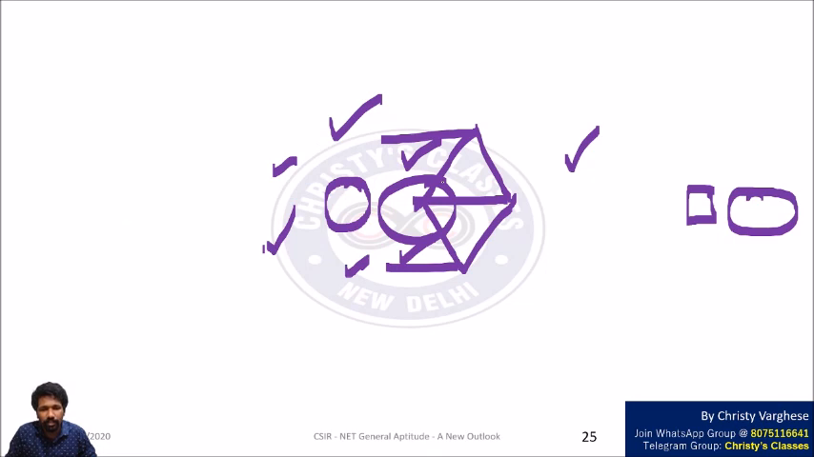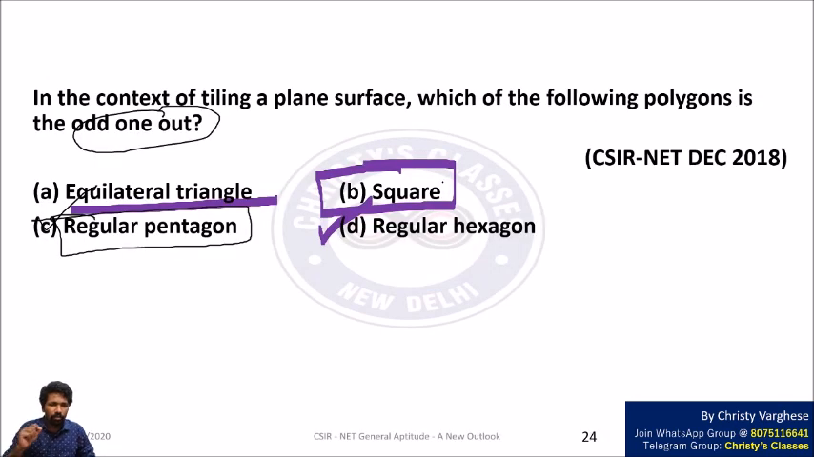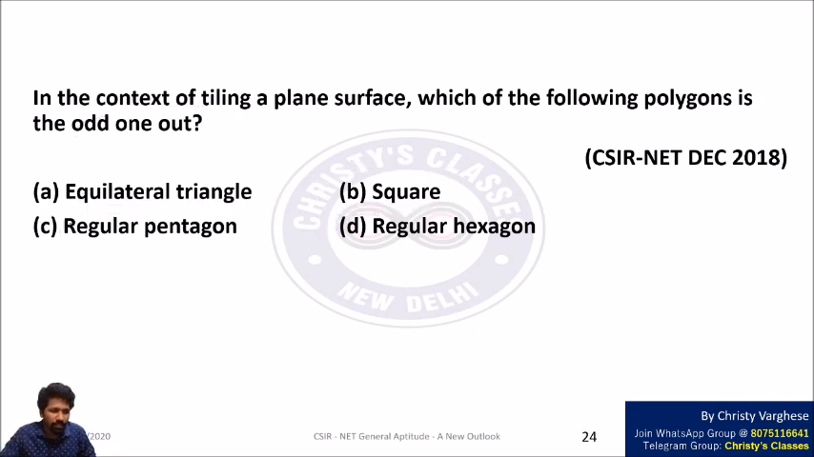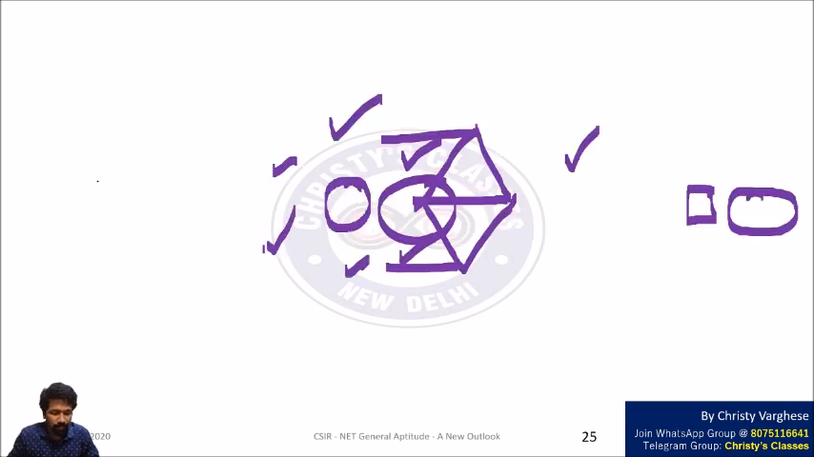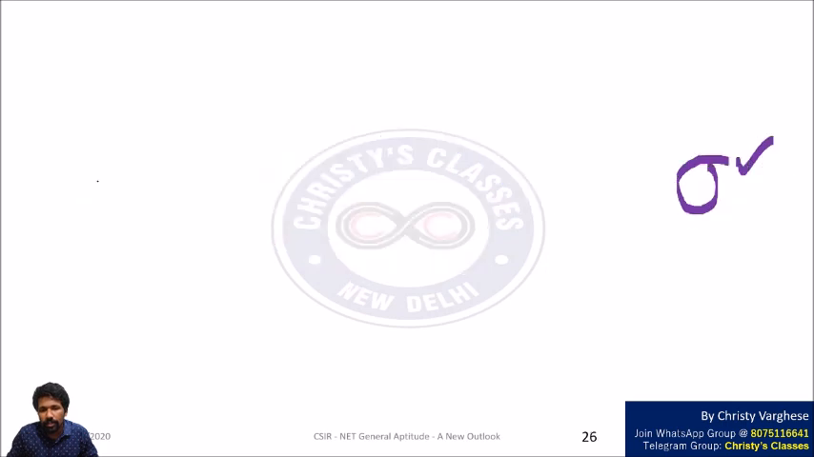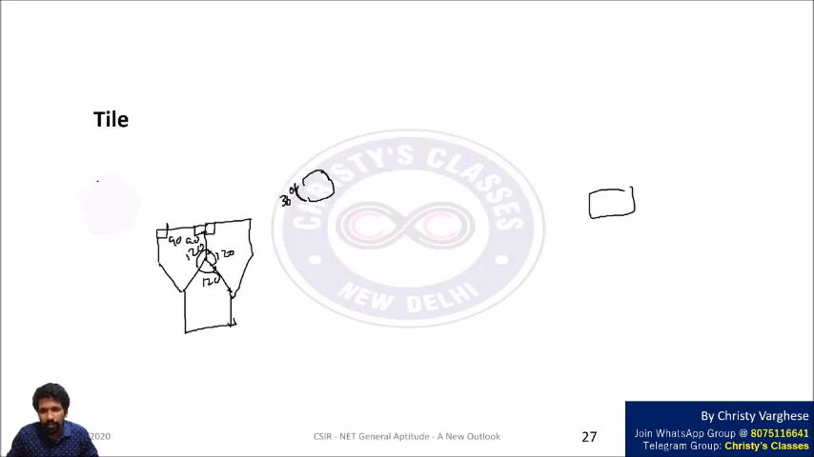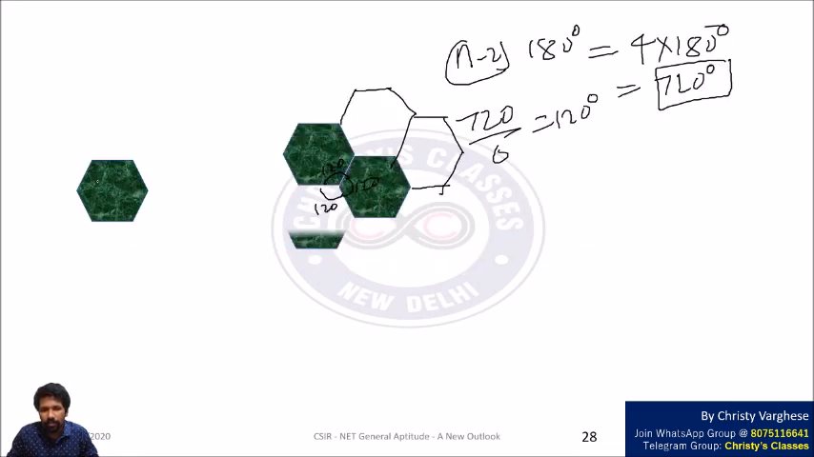Two more tiling-related questions are there. I will show one more question in this class. In this question, option C, regular pentagon, is the answer, because 108 degrees is each angle of a regular pentagon, and 108 is not a factor of 360 degrees. Now let's see another question of the same type.